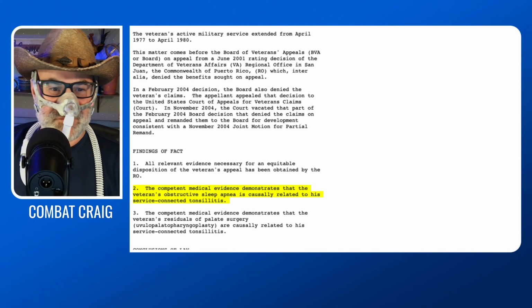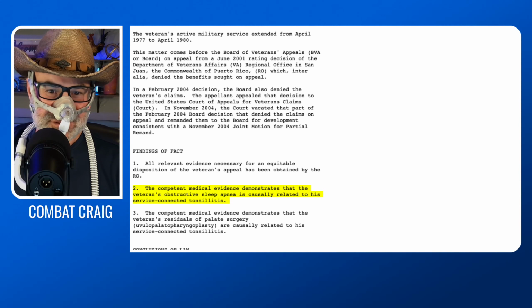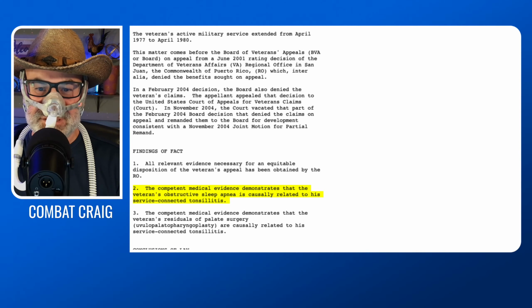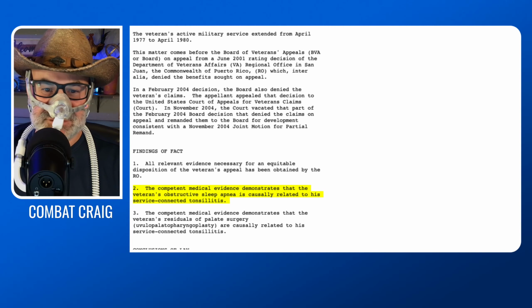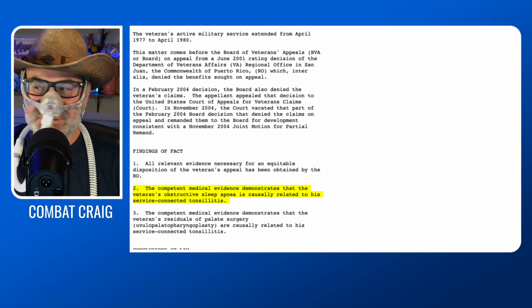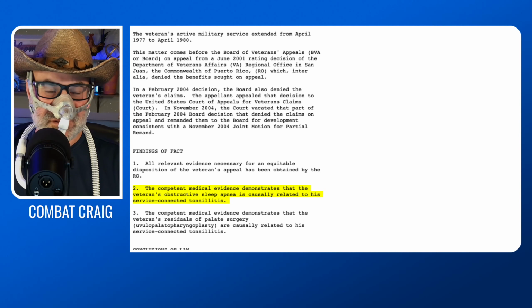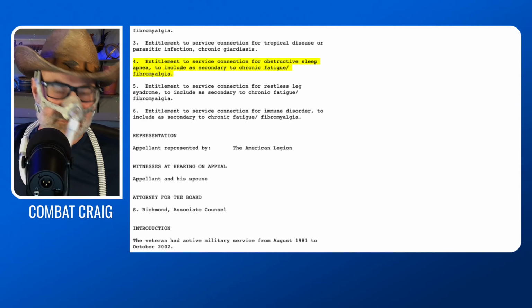So the findings of fact. Always want to go to the findings of fact. So the competent medical evidence demonstrates that the veteran's obstructive sleep apnea is causally related to a service-connected tonsillitis. Causally related, right? Different way of looking at these words and using them, but that's where we're at.